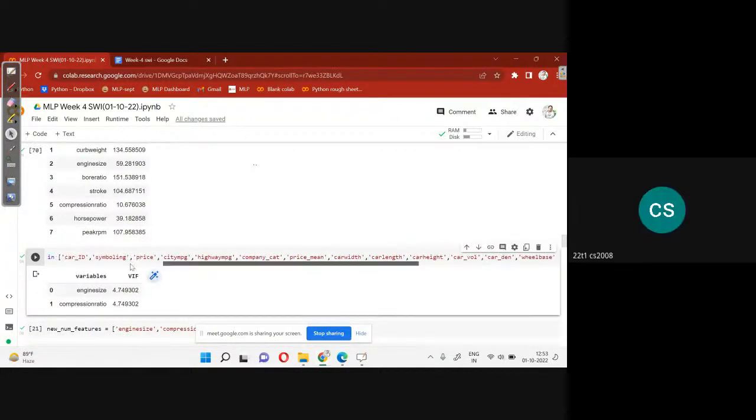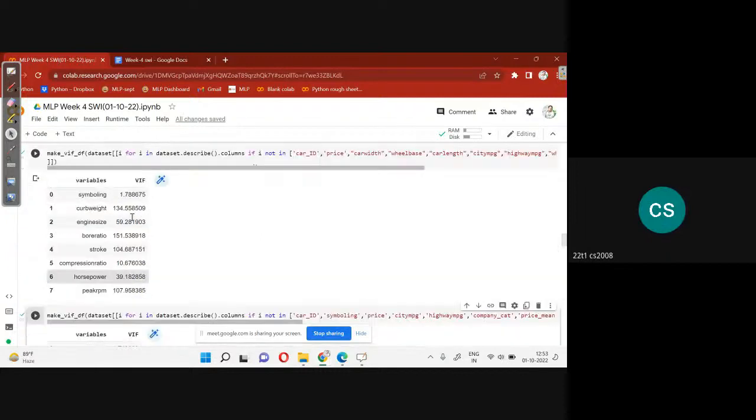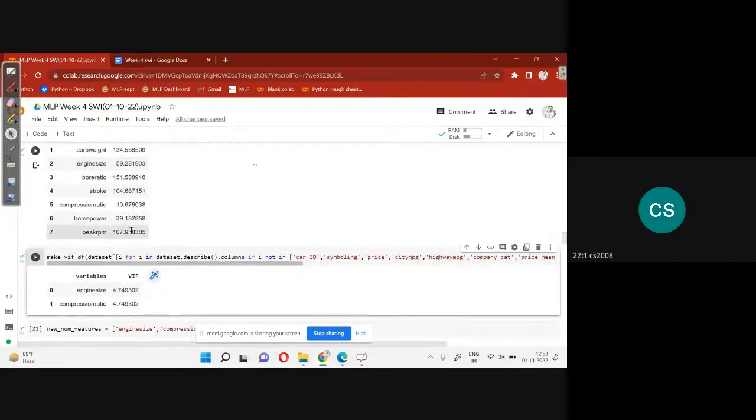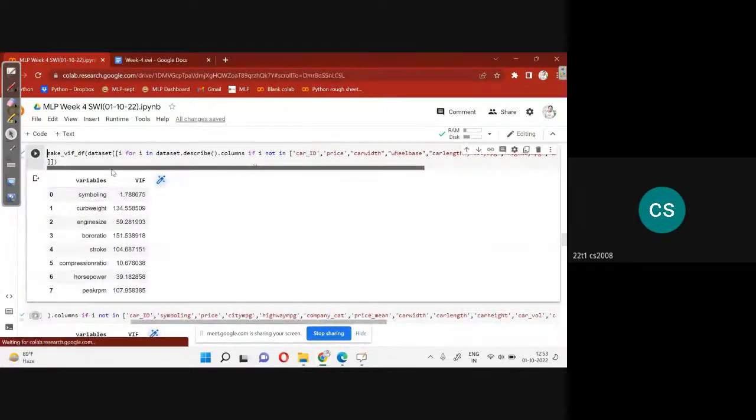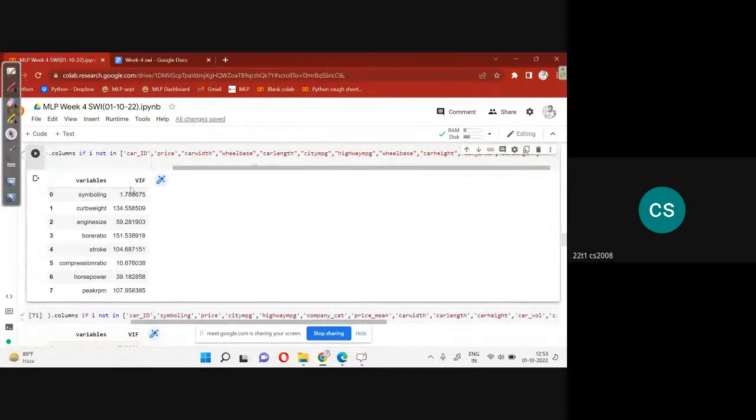Yeah, we can do that also. Since we haven't done that, I'm just telling you the process. So that's it. Okay, we can do that. And the other thing is that we have a very small number of samples also. That's why you are seeing such high values of VIF.